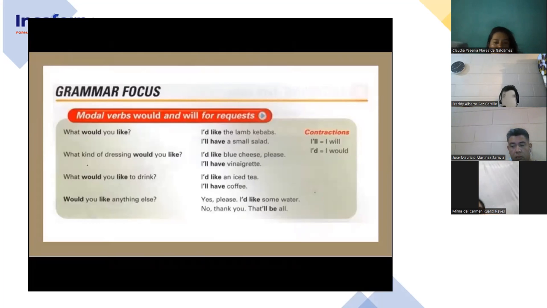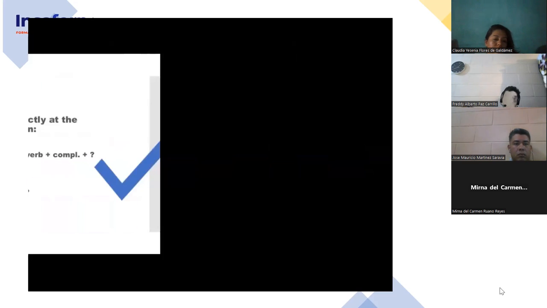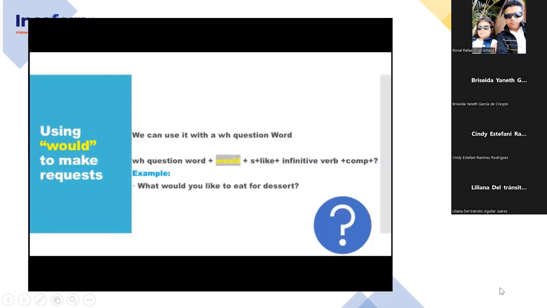Contractions. I'll equals I will. I'd equals I would. We presented would and will in a conversation and then on a previous chart, but now let's work on them. Using would to make requests. Would is used when we make requests in English. It is a more polite way to make your requests to someone, especially when you're not familiar with them. We can use would directly at the beginning of the question. Would plus subject plus like plus infinitive verb plus complement plus question mark. Example, would you like to drink tea? Or we can use it with a WH question word. WH question word plus would plus subject plus like plus infinitive verb plus complement plus question mark. Example, what would you like to eat for dessert?